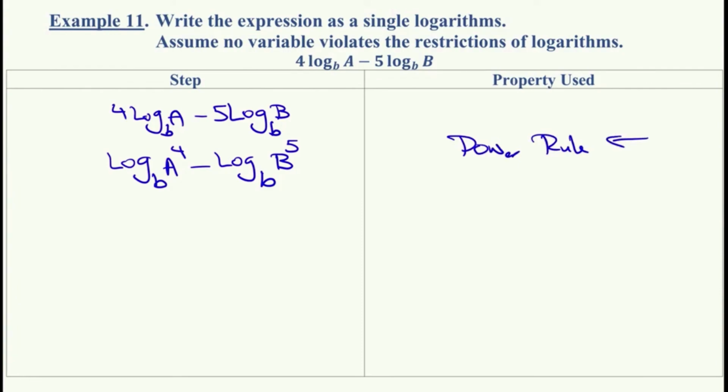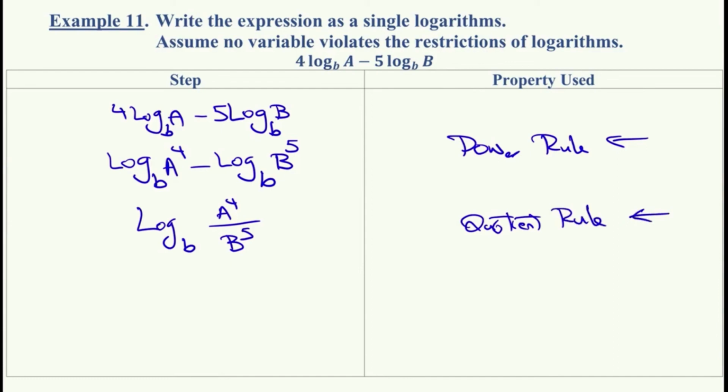And now we can go ahead and write that as the log of a quotient, because remember, a log of a quotient is the difference of the logs. So we get log base b of a to the 4 over b to the 5. And here we apply the quotient rule, of course, going in that direction once again. All right, so that's how you tame those beasts. All right, let's look at another.